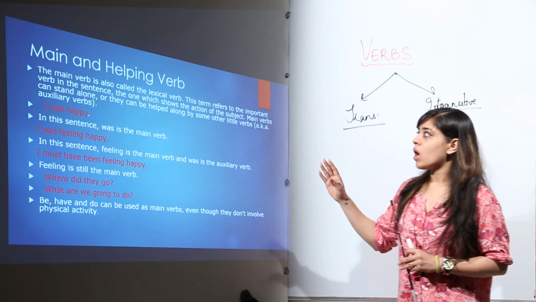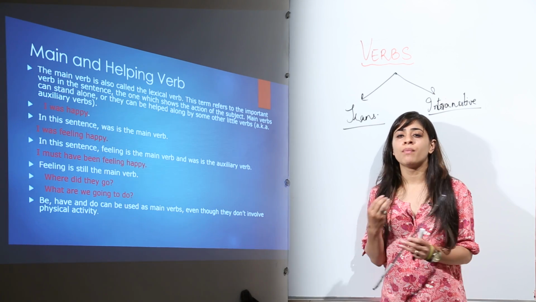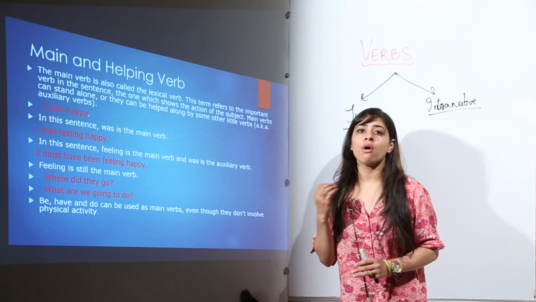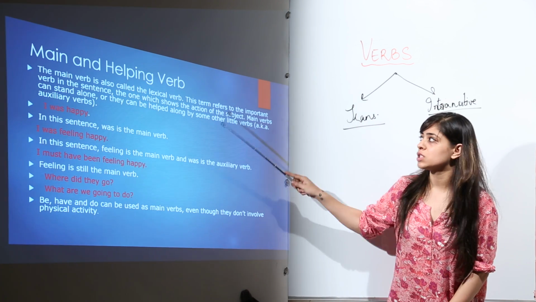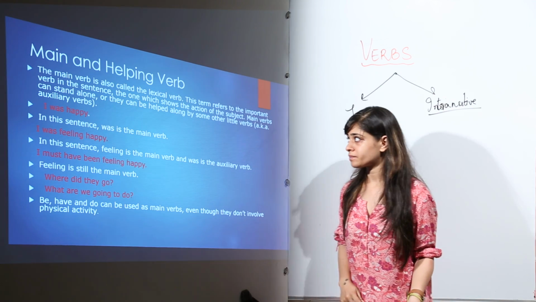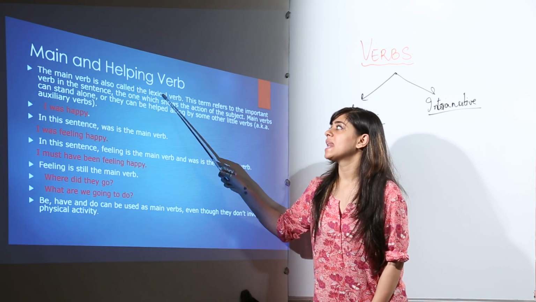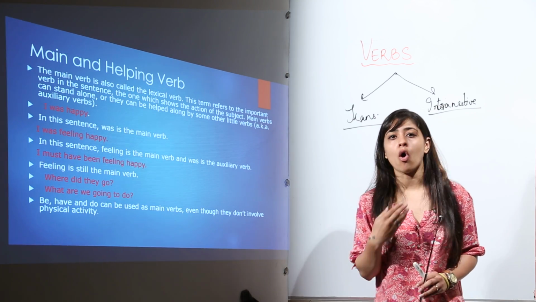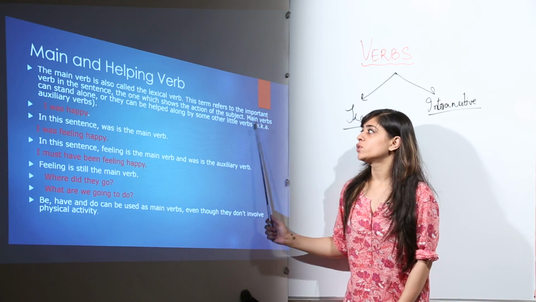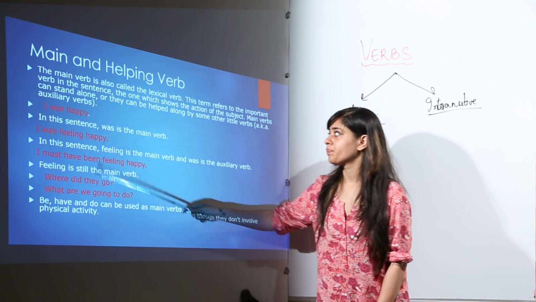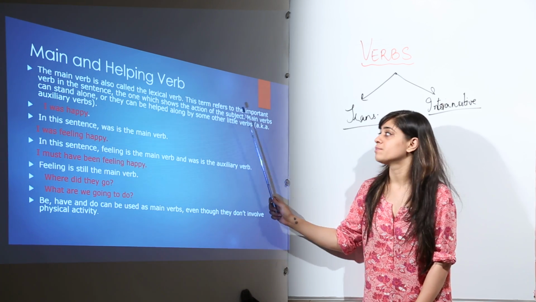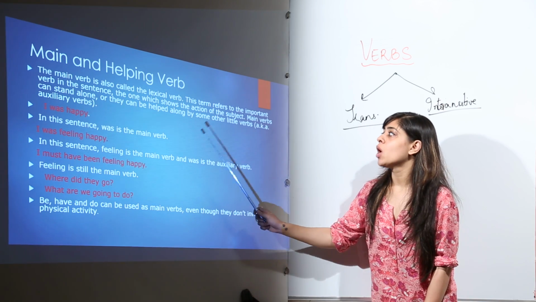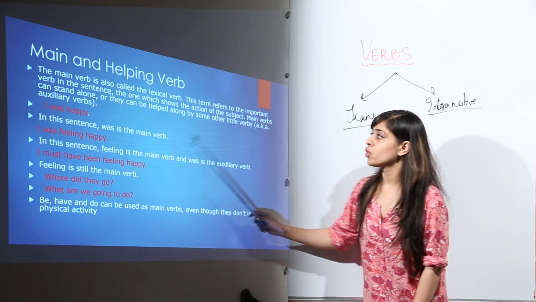Now, main verbs and helping verbs basically help us in the construction of sentences. How we denote a verb before a noun is explained through this concept. The main verb is also called the lexical verb. This is not taught in your schools or classes. This is just to add to your vocabulary or knowledge. This term refers to the important verb in the sentence, the one which shows the action of the subject. Main verbs can stand alone or they can be helped along by some other little verbs, also known as auxiliary verbs or helping verbs.